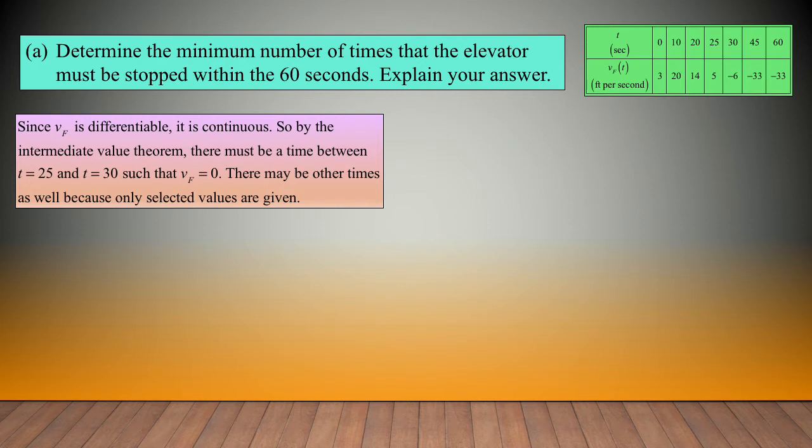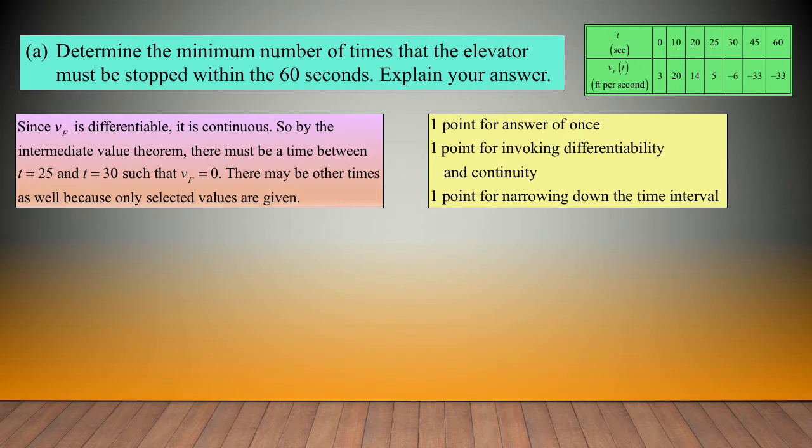However, since v is differentiable, it is continuous. So, by the intermediate value theorem, there must be some time between t equals 25 when v is positive and t equals 30 when v is negative, such that v is equal to 0. There may be other times as well, but because only selected values are given, that is the only one that we are sure of. For grading this problem, 1 point is given for the answer of one time.